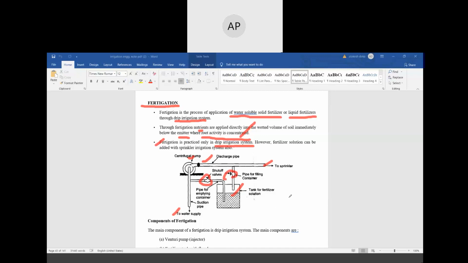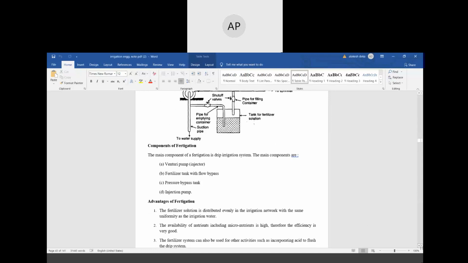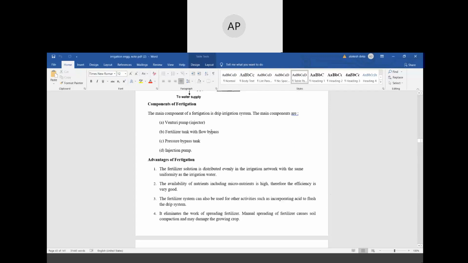So the components of fertigation systems are: a meter, one fertilizing tank with flow bypass, a third one, the pressure bypass tank, and another, the injection pump. So what are the advantages of fertigation?